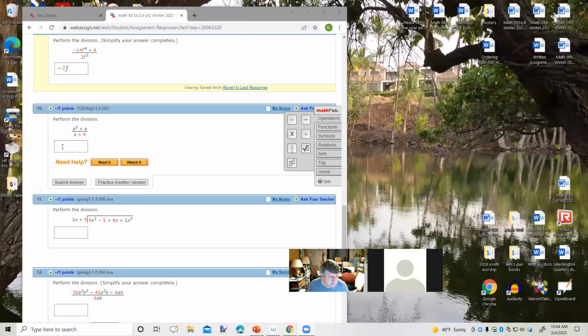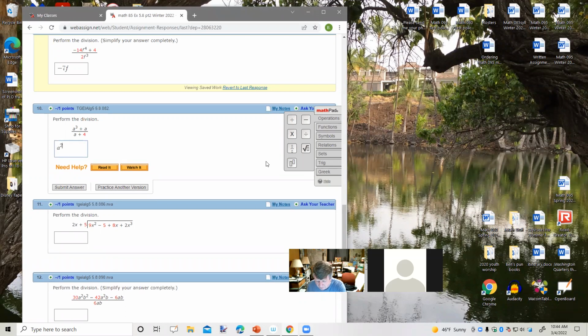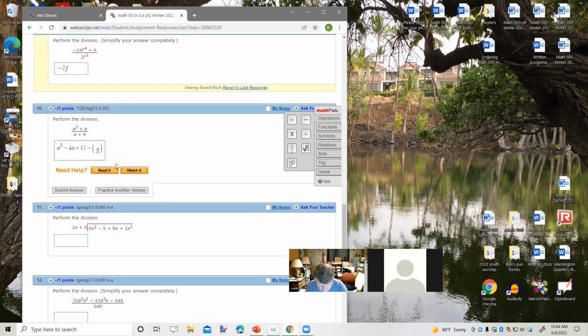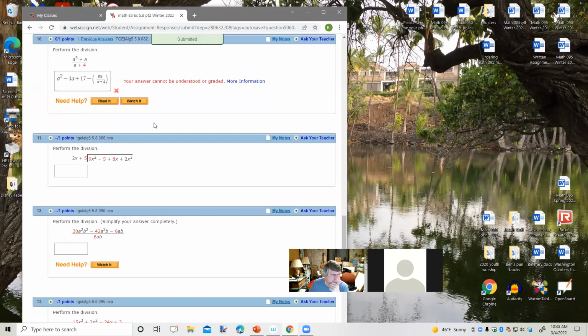So here's where I'm getting this problem from. Let's put in my answer and see what happens. I've got to have A squared minus 4A plus 17, and then minus a fraction with 68 on top and in the divisor A plus 4. Is that a plus sign? I guess so. Let's see what it says. Ah, your answer cannot be understood or graded.